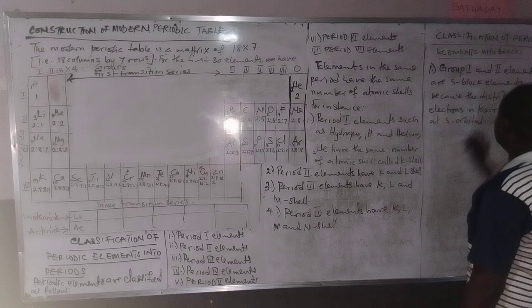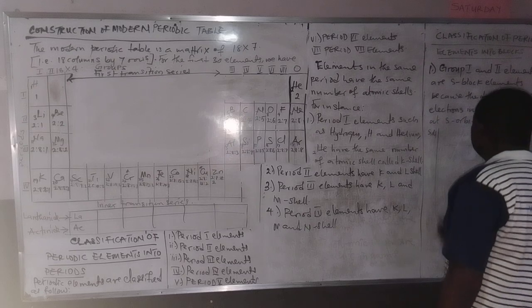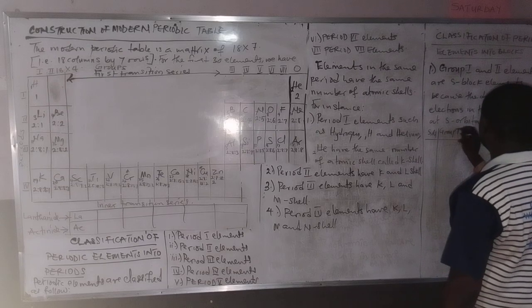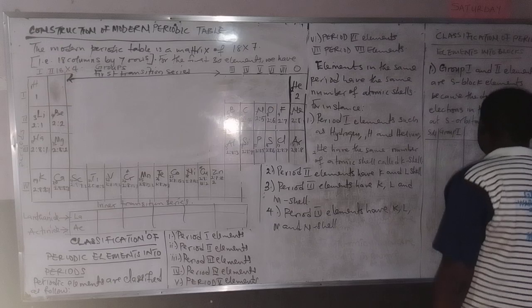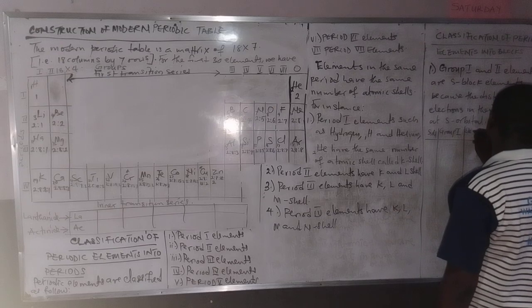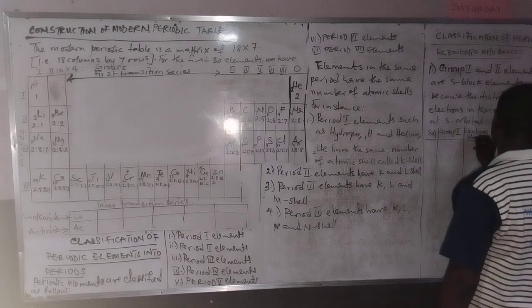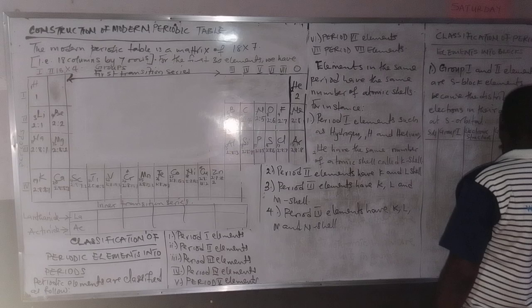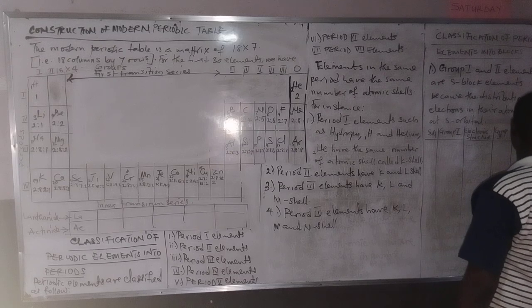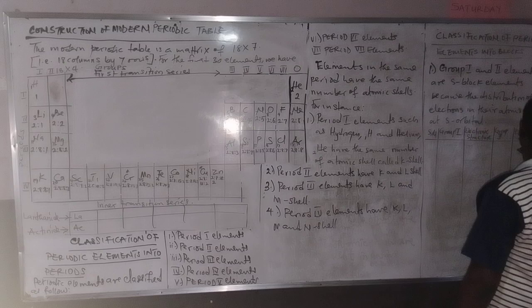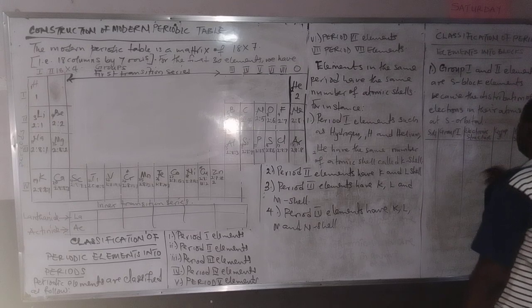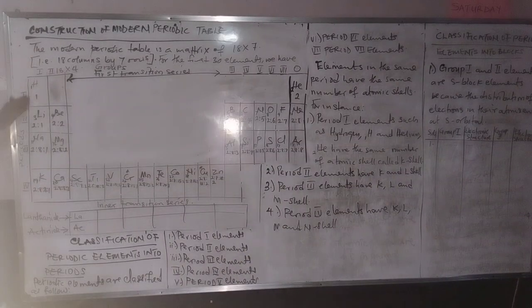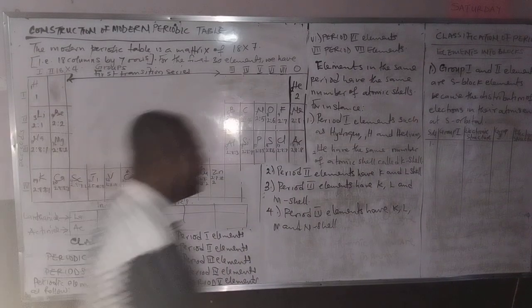Let's check. Serial number. Let's look at group 1, electronic structure. Then let's look at group 2, then we have electronic structure. If you look at the members of group 1, we have hydrogen, lithium, sodium, potassium. So let's go by that.